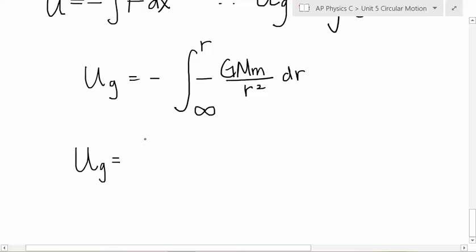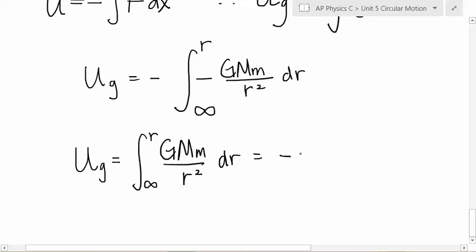that would really be what? The integral from infinity to r of capital G m over r squared dr, which should be negative G m over r from infinity to r.